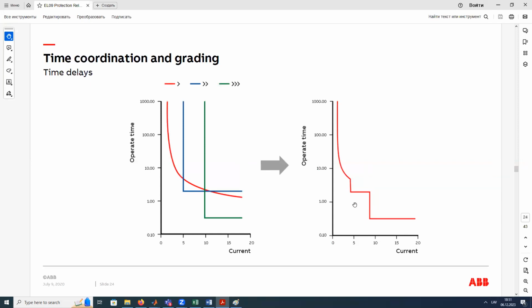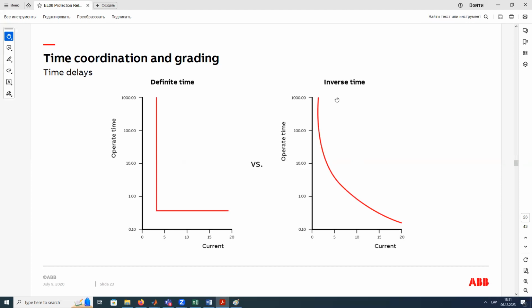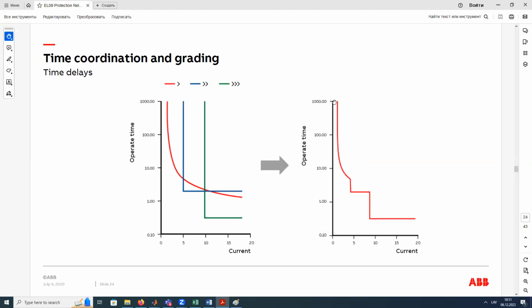Coordination and grading. We have something like this, a current and time figure that explains the operation of a circuit breaker. We have 2 separate types of protection in one housing, and these 2 types we call inverse time and defined time. This part is inverse time. What does it mean? The time of disconnection depends on the current level. The current level here is the coefficient to the nominal current of a circuit breaker.